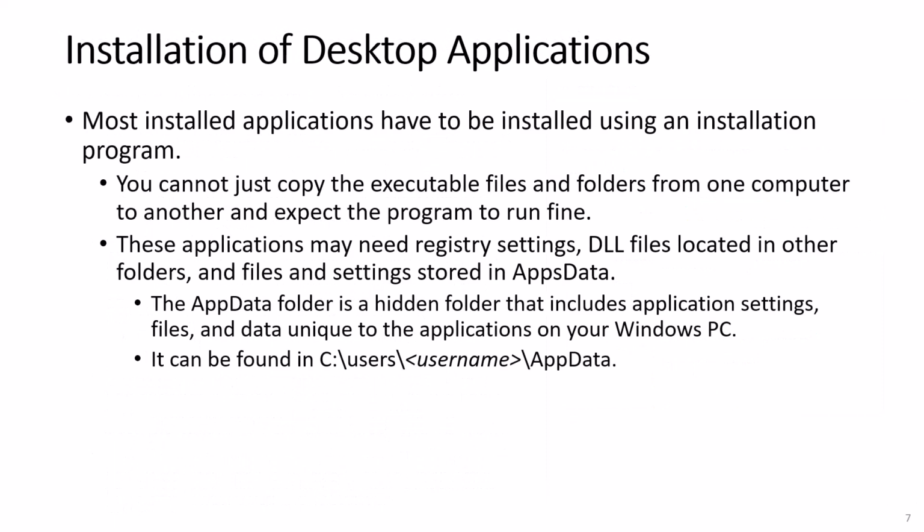Most installed applications have to be installed using an installation program. You cannot just copy the executable files and folders from one computer to another and expect the program to run fine. These applications may need registry settings, DLL files located in other folders, and files and settings stored in the app's data folder. The app's data folder is a hidden folder that includes application settings, files, and data unique to the applications on your Windows PC. It can be found in C:\users\username\appdata.